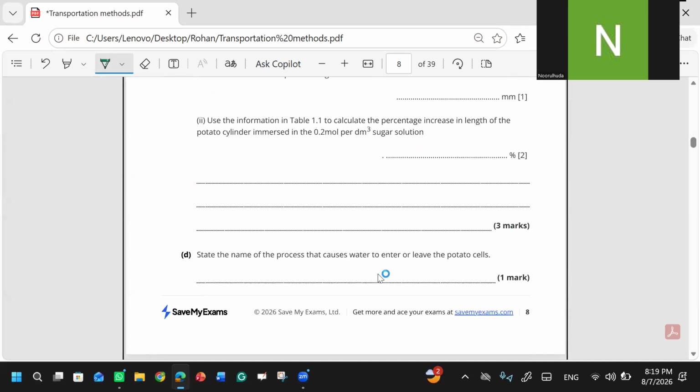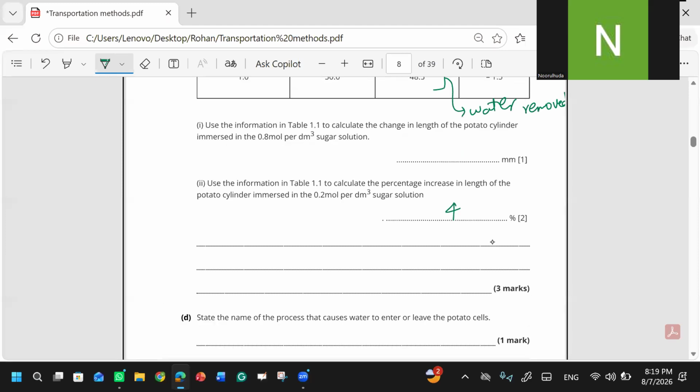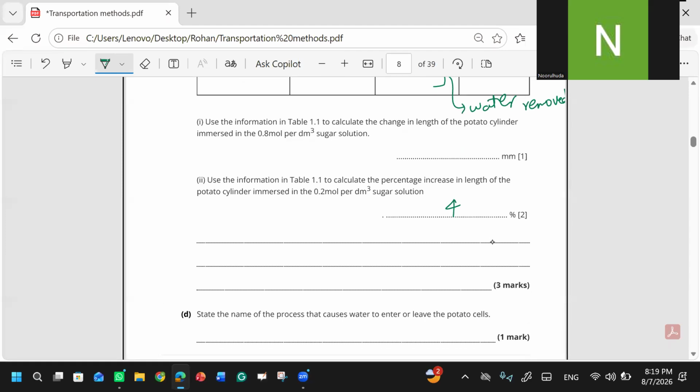State the name of the process that causes water to enter or leave the potato cells. It's a process that occurs. Very easy, we have done this before. Osmosis. Yeah, simple. Osmosis. Okay.